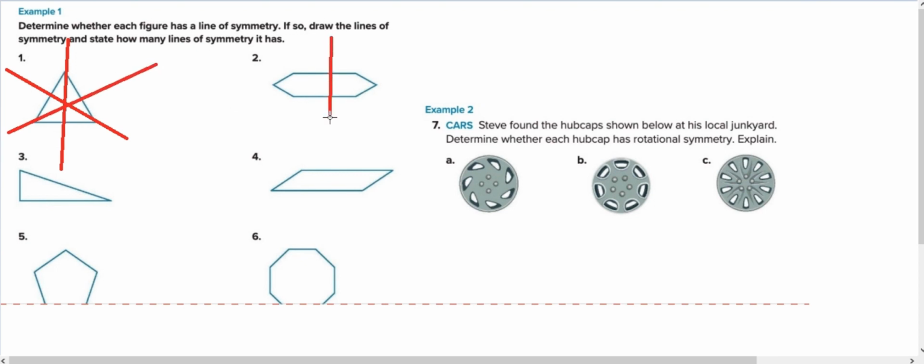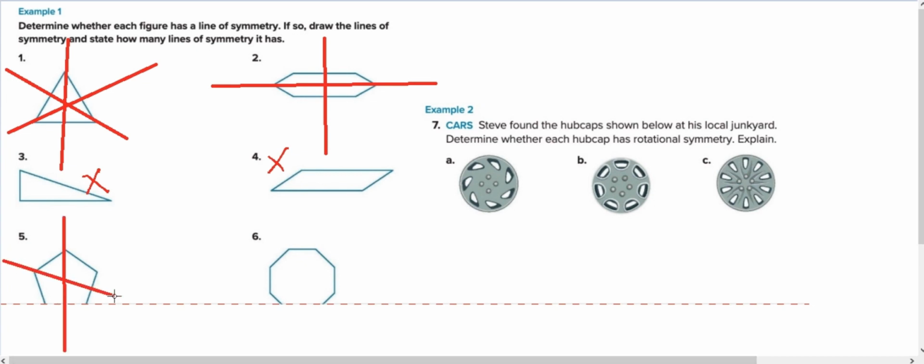3, it has two lines of symmetry. It has no line of symmetry. You can draw the line here, it has a line of symmetry here. 1, you can draw like this, then 2, then 3. So how many lines of symmetry do we have? 3. So you can do it like this.